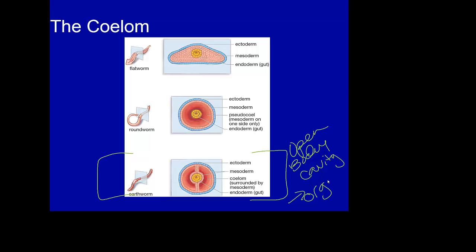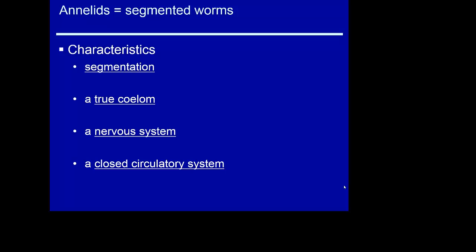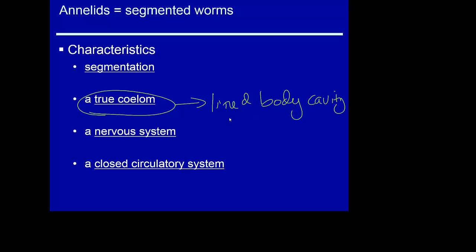We're going to add all kinds of organs now and highly complex structures, at least in the life of a worm. So we have new characteristics we need to think about. We have a true coelom. This is a lined body cavity. Do you remember what it's lined with? Mesoderm, that middle body layer.